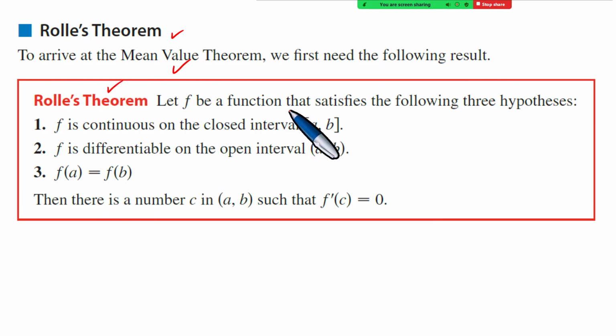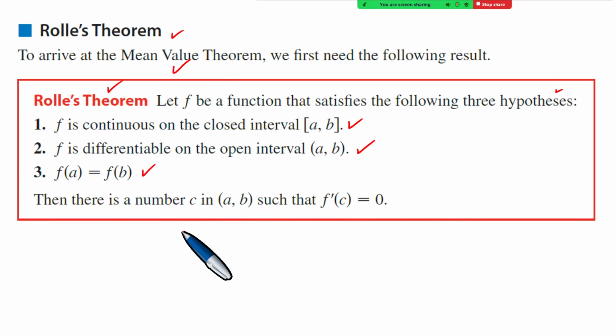All right, let f be a function that satisfies the following three hypotheses. What is the first hypothesis of Rolle's theorem? f is continuous on the closed interval. Now this sounds interesting because you remember when we did the mean value theorem, we discussed the continuity of the function on the closed interval. This was the first hypothesis of the mean value theorem. We just decided to do the mean value theorem first. Second, f is differentiable on the open interval. Aha! This one is also the second condition of our old friend, the mean value theorem.